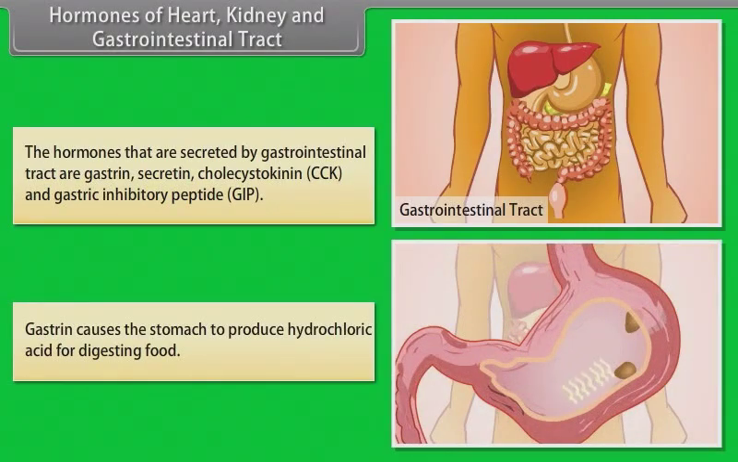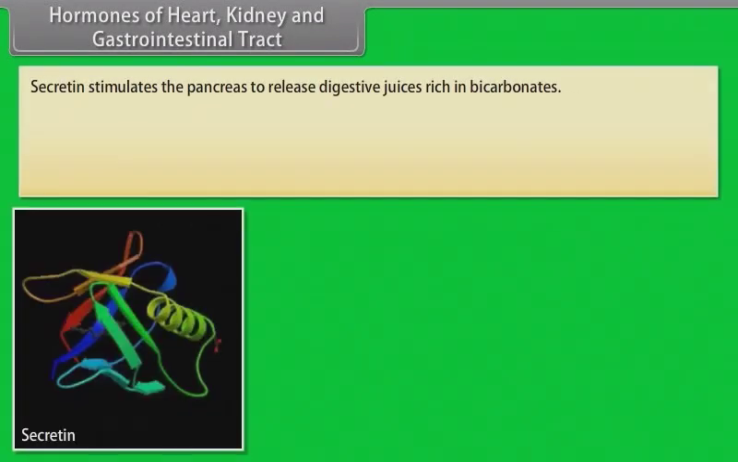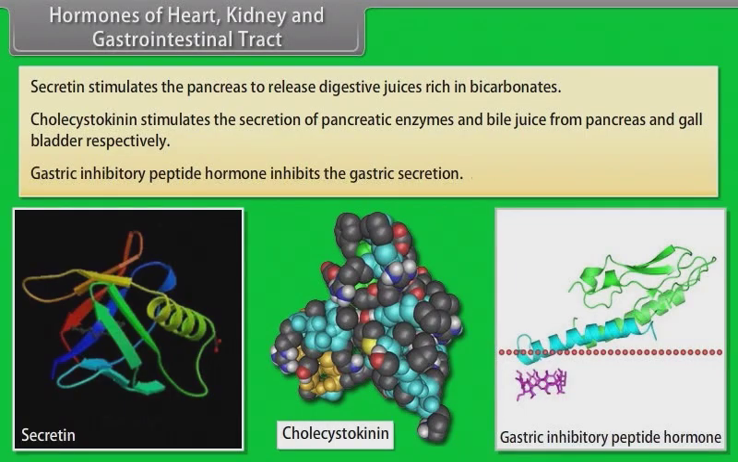Gastrin causes the stomach to produce hydrochloric acid for digesting food. Secretin stimulates the pancreas to release digestive juices rich in bicarbonates. Cholecystokinin stimulates the secretion of pancreatic enzymes and bile juice from pancreas and gallbladder, respectively. Gastric inhibitory peptide hormone inhibits the gastric secretion.